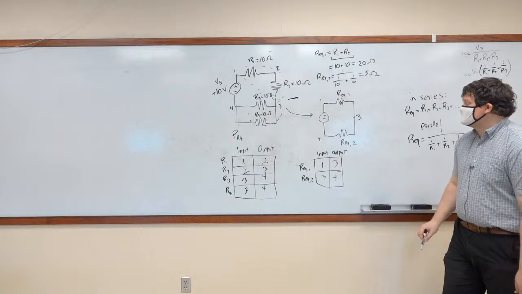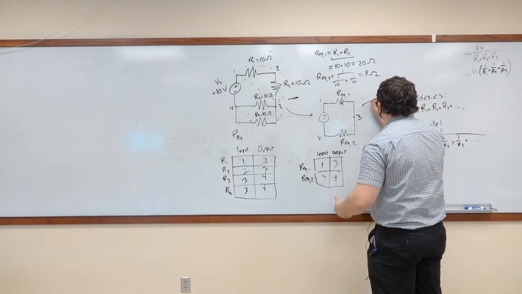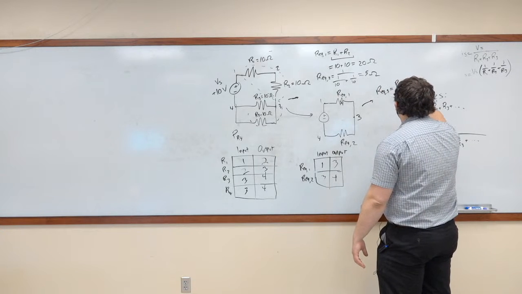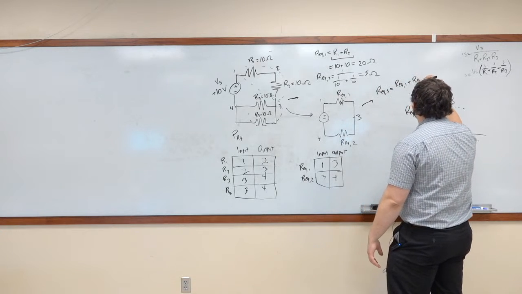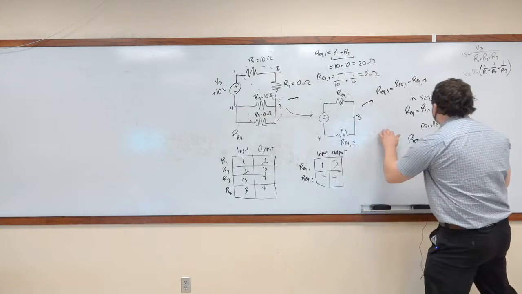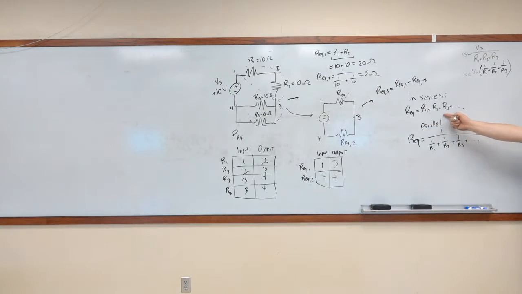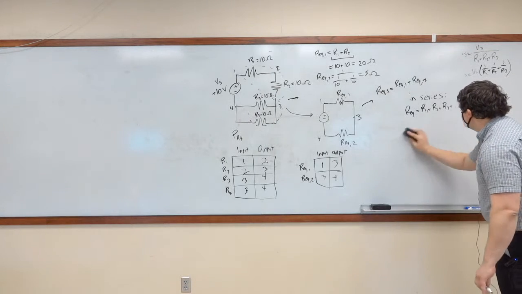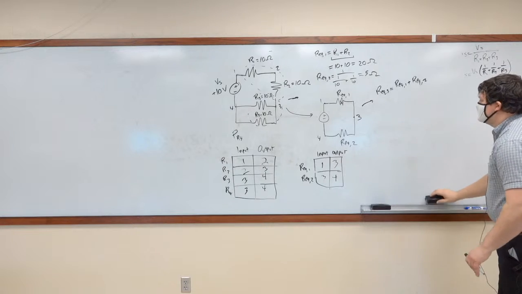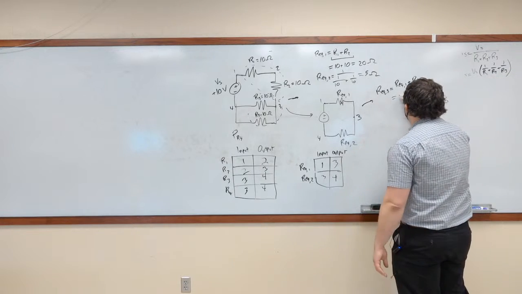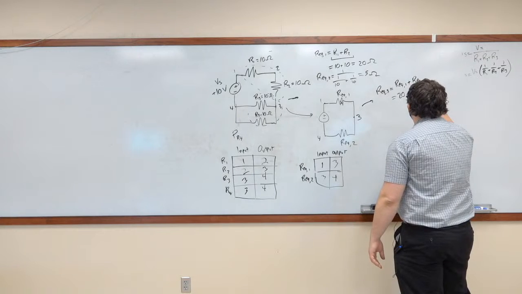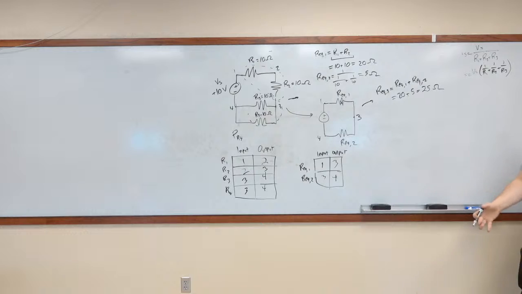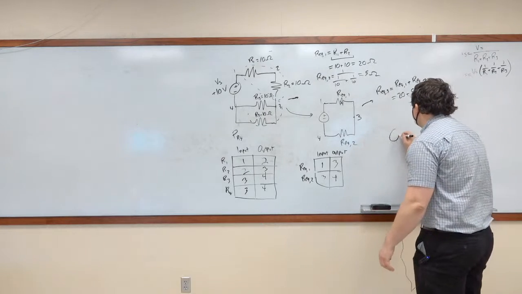Okay? We can now take this and say, these are in series, which means REQ3 is equal to REQ1 plus REQ2. And the reason why we did that is because we're using the series equivalent resistance equation. So our series equivalent resistance is 20 plus 5 equals 25 ohms.